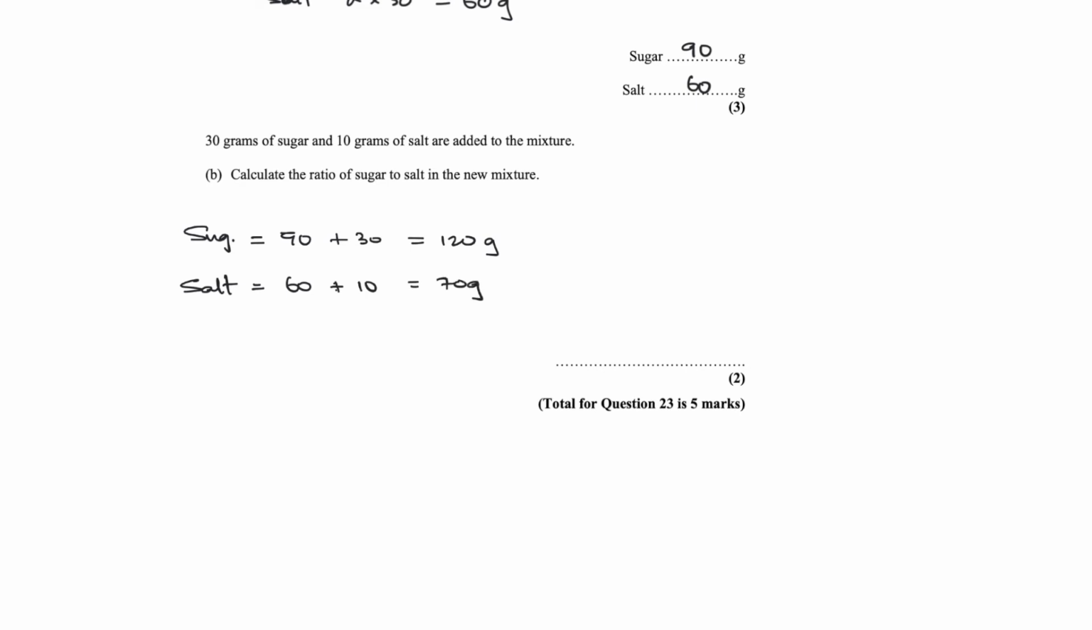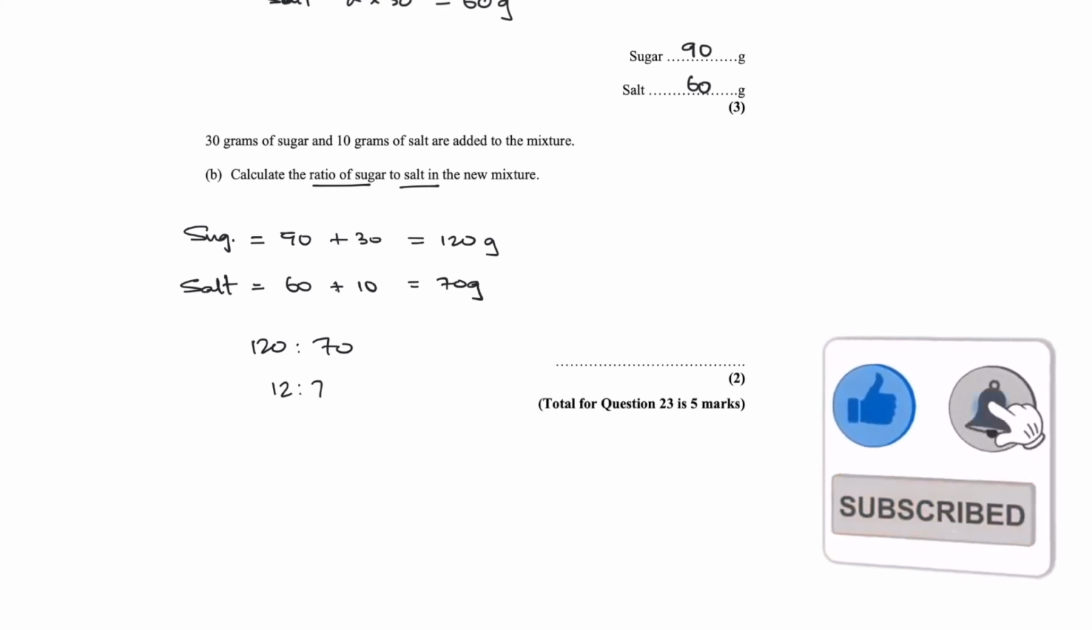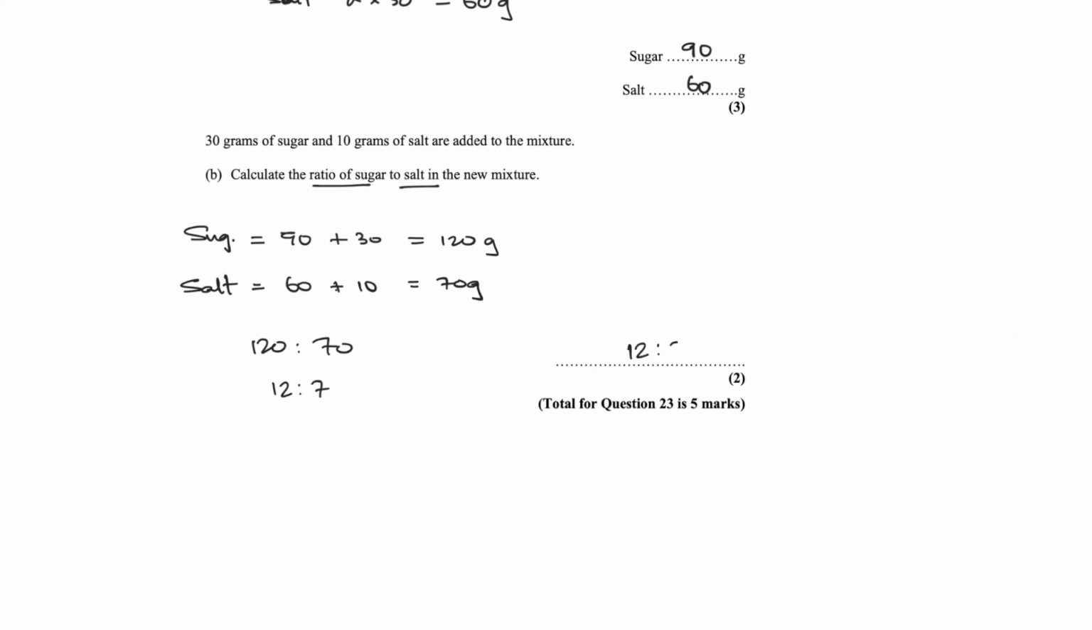And so altogether they want us to find the ratio of sugar to salt. So sugar to salt is going to be 120 to 70. They both are divisible by 10, so 12 to 7. Put it on the line, and just like that, this is finished.